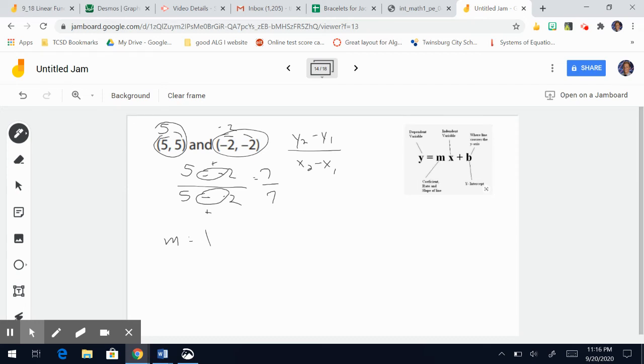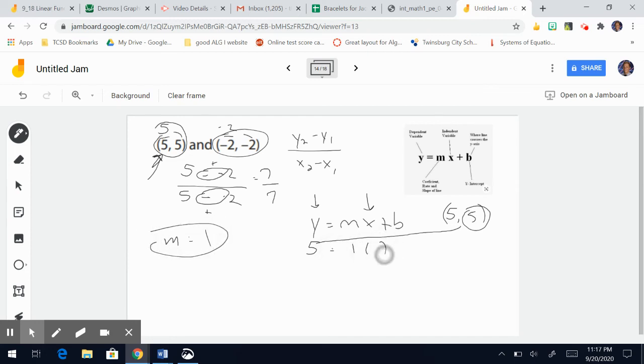So again, I have y equals mx plus b, and I'm going to have a choice. Do I want to do 5 comma 5 or negative 2 comma negative 2 as my y and x values? I'm going to plug in the 5 and the 5 because they're both positive. So when I take that point, I plug this 5 into y. I just solved for m over here. m was 1. And I'm going to put this 5 here.